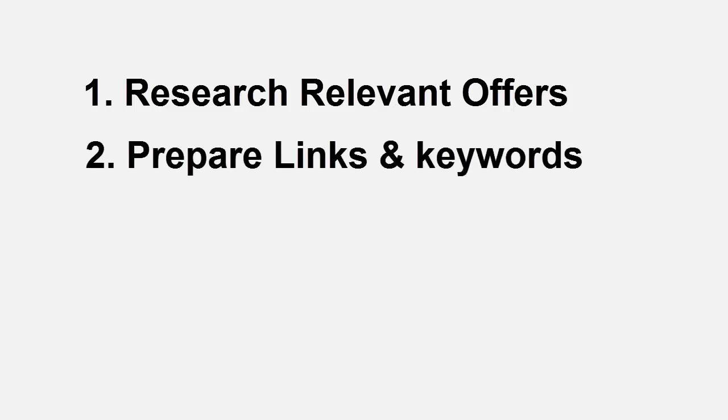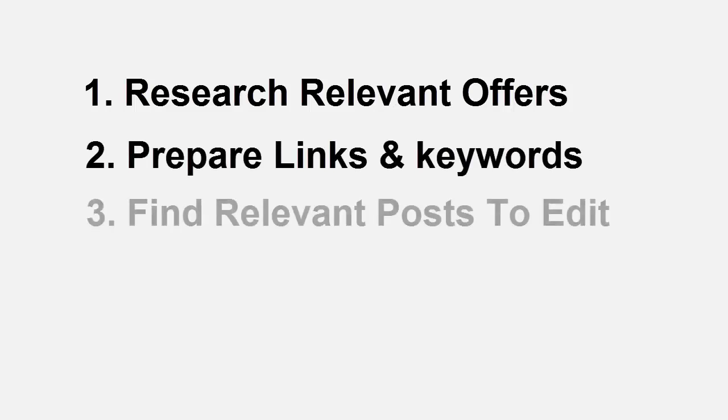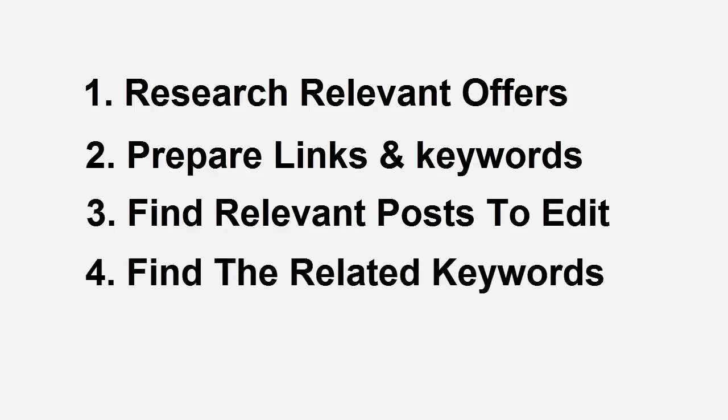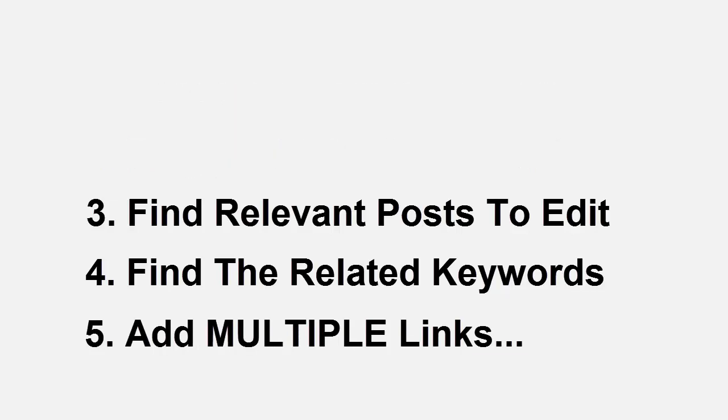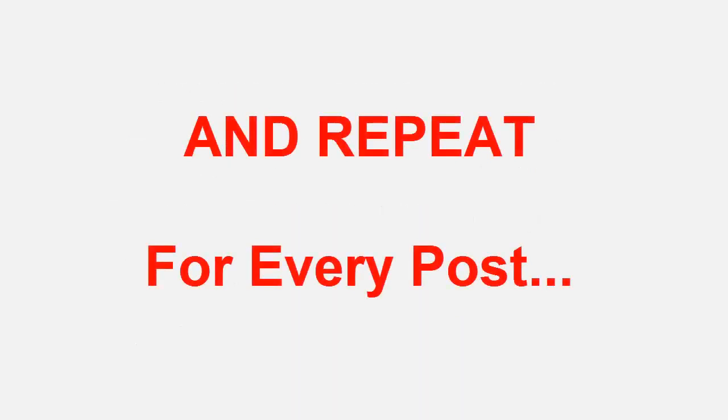You need to find a relevant offer for each page and post of content that you have. Then you need to grab the affiliate link, find the post or page, open it up to edit it. Then you're going to have to go through all that content to add the affiliate links to the relevant keywords, finding them in the text, editing them and adding the new link. And you need to do this several times for each post you have.